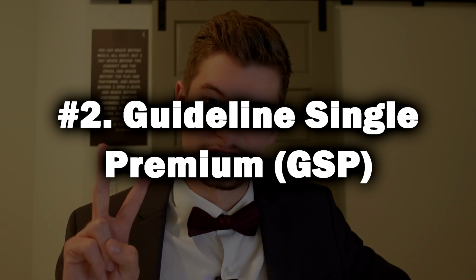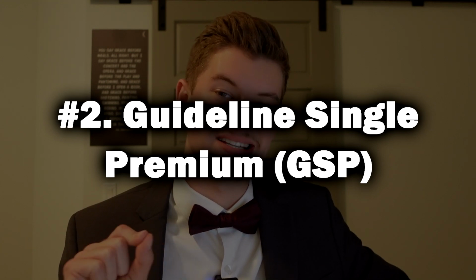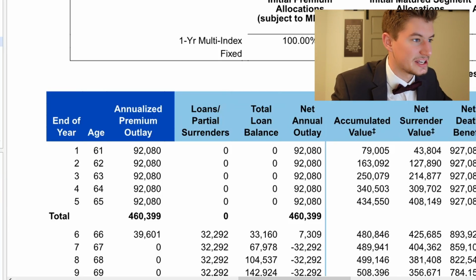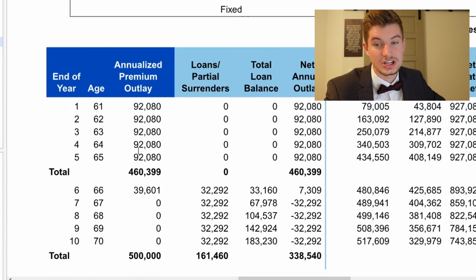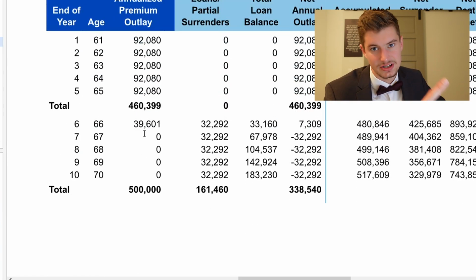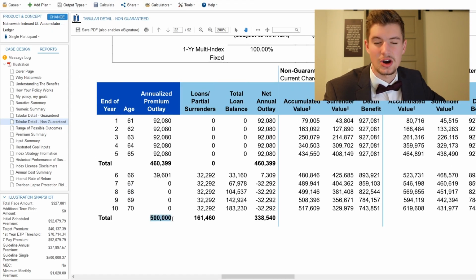Second is going to be our GSP. It's our Guideline Single Premium. Now, you can see here, I mentioned that he is putting in $500,000 over the course of 6 years, or 5 years and the first policy day of the 6th year. And you can see right here, where I'm highlighting, the total he puts in is $500,000. That means our Guideline Single Premium needs to be $500,000.